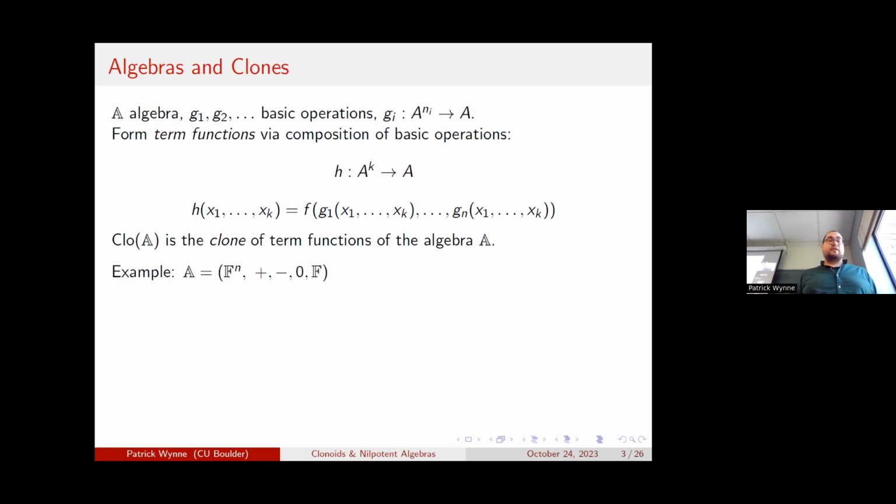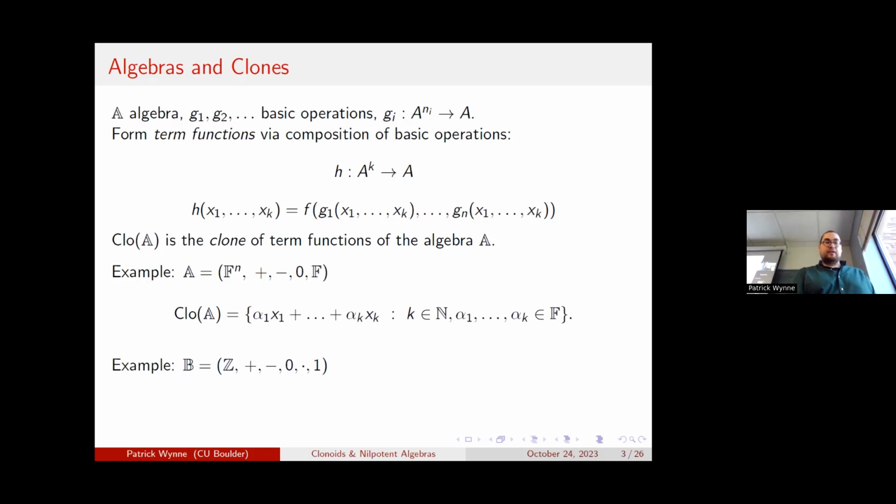For example, if we have just a finite dimensional vector space over some field F, with operations addition, negation, and constant zero, as well as a scalar multiplication for each element of our field, then the term clone is just the linear combinations of variables from A. So nothing new here. Similarly, if we have the integers as a ring, so we have addition, negation, a constant zero, as well as a multiplication and a constant 1, then the term clone of B is all of the classical polynomials in finitely many variables. Maybe just to note here, I'm thinking about these elements of the term clone as functions. So on the right, I'm thinking of the induced function of the corresponding polynomial.